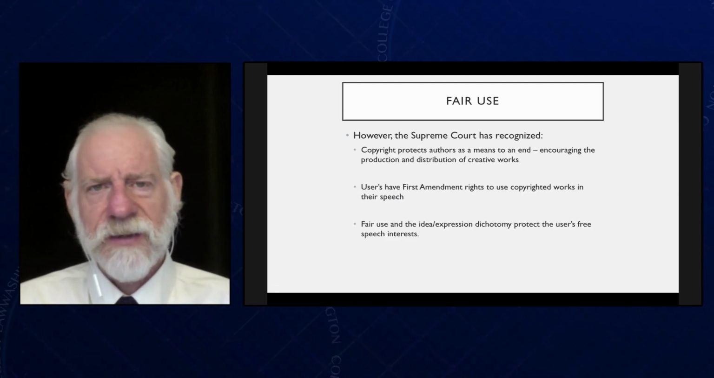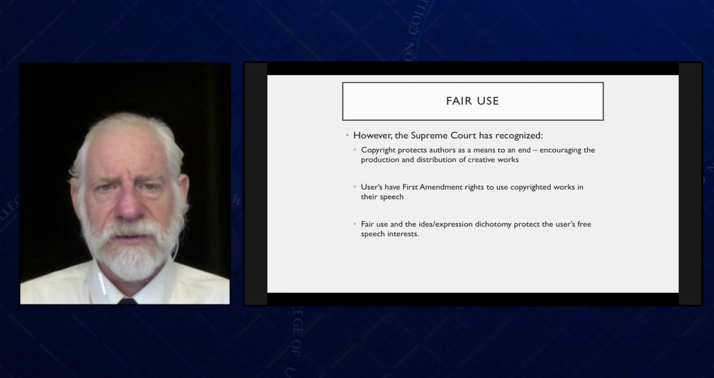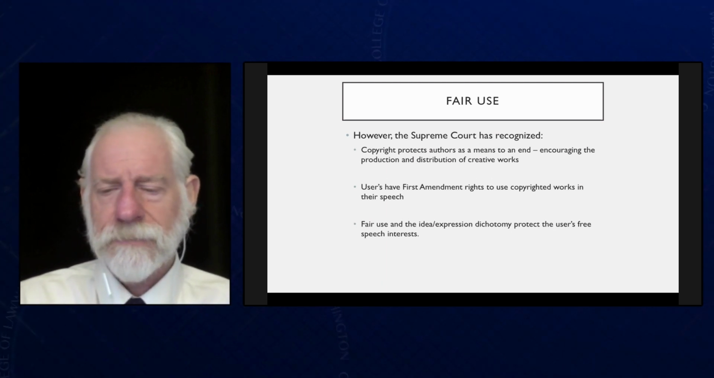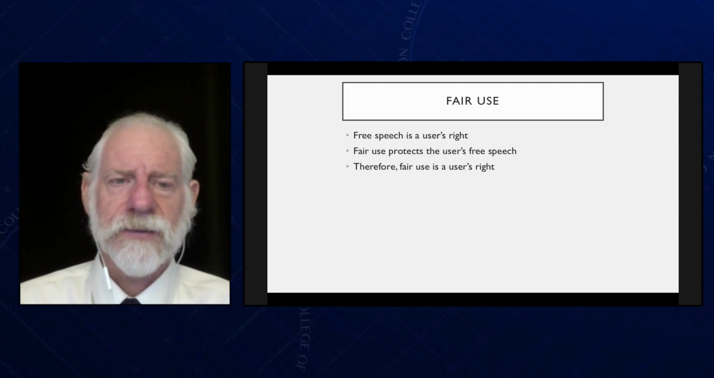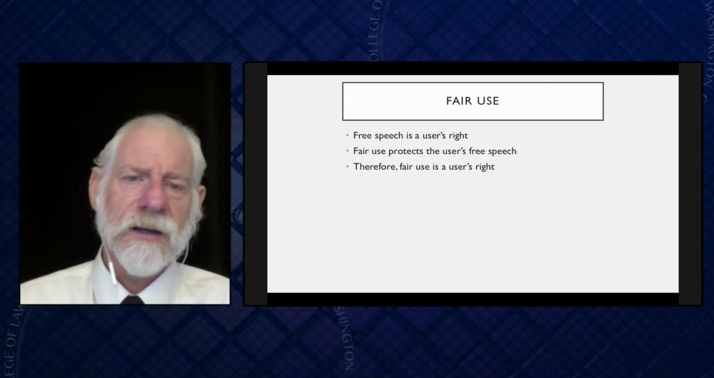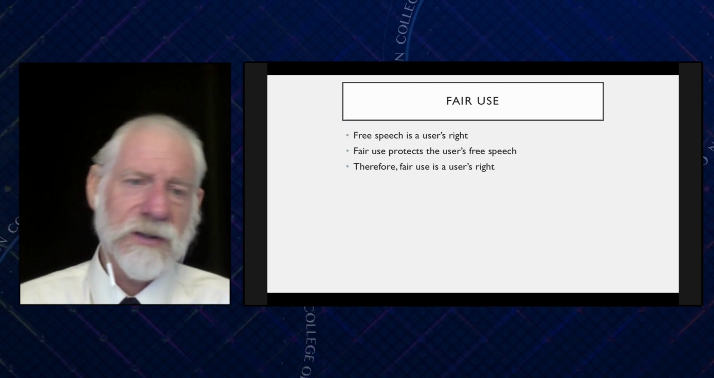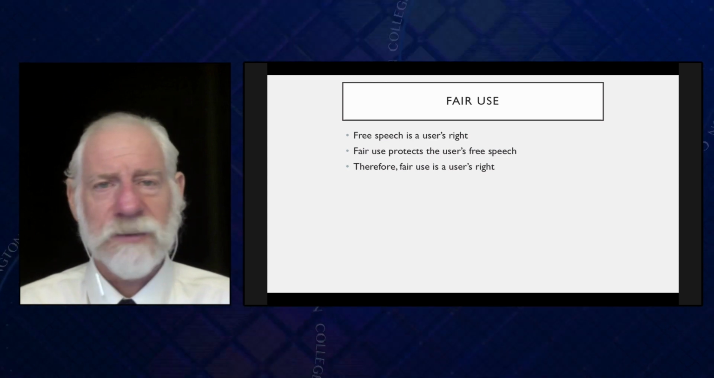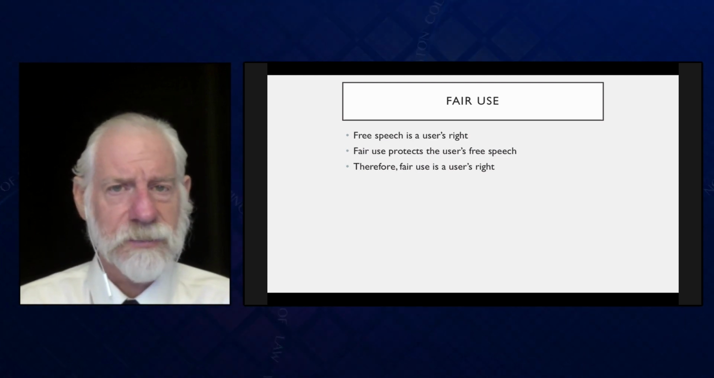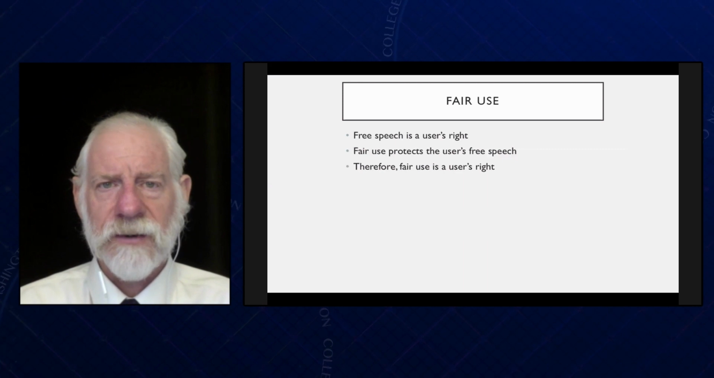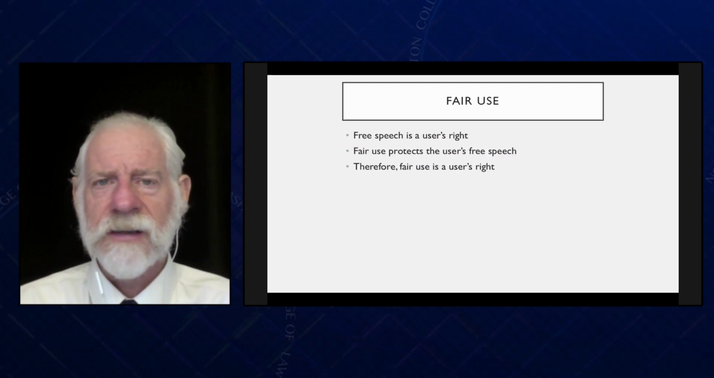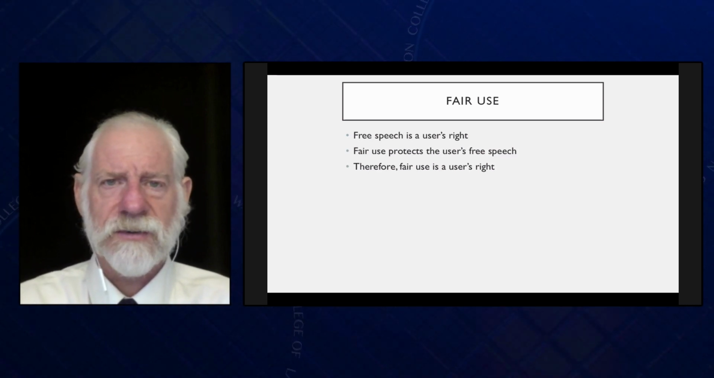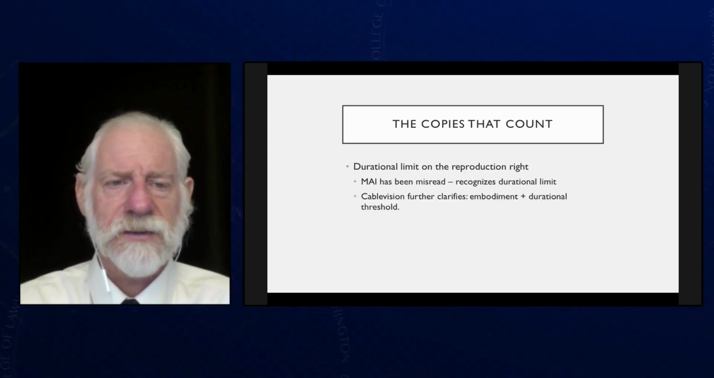Now, in terms of my justification for why fair use is a user's right rather than simply a privilege of the user, I've basically given you the algorithm. If free speech is a user's right, and if fair use protects the user's free speech, therefore fair use is a user's right. So that's my argument. It's been accepted by the Supreme Court in Canada, who has explicitly talked about their fair dealing provision as a user's right. I think you can transpose that understanding directly to the fair use limit for the same reasons.